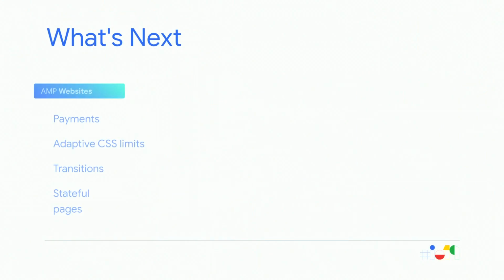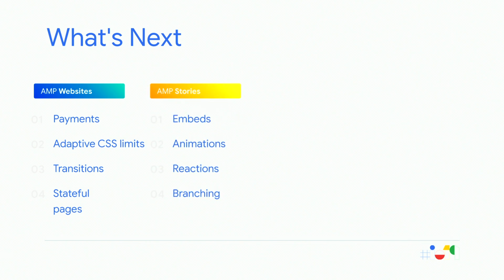And for those of you who are curious about our roadmap, this is what we have coming up. For AMP websites, we're really consciously thinking about how we can create great app-like experiences on the web while still supporting the AMP community with building blocks like payments. For AMP Stories, we're looking to make the stories more engaging by adding embeds and reactions, and we're also making them more personalized by offering branching stories.